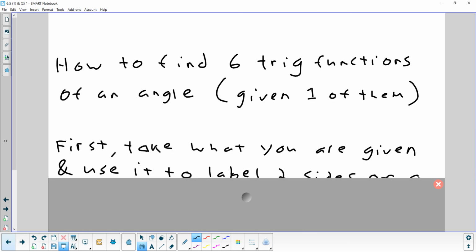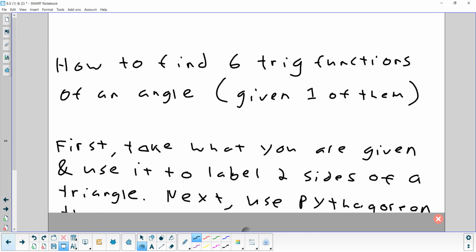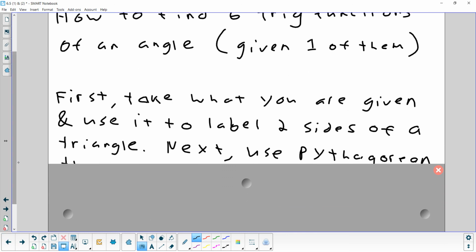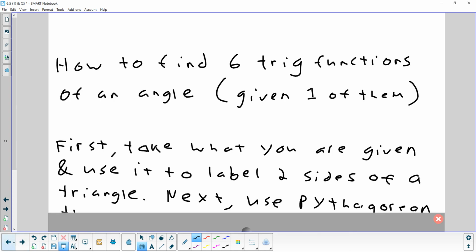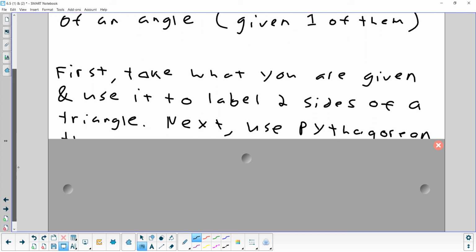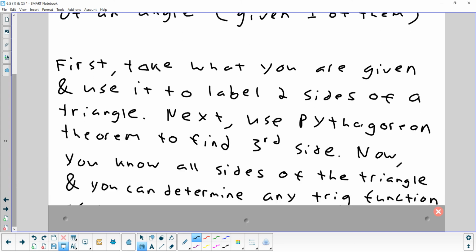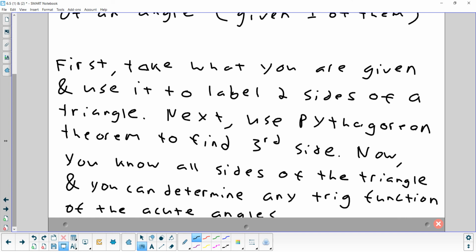Okay, so let's write down what we just did. Take the trig function that you're given and use it to label 2 sides of the triangle. So we were given sine. In your head, you should think, okay, what did they give me? Sine is opposite over hypotenuse. Those are the 2 sides they gave me. So label those 2 sides, and then use the Pythagorean theorem to find the third side. Now you have all the sides, and you can find any trig function you want. You just needed that third side. But that's the idea of the example that we're going to do.